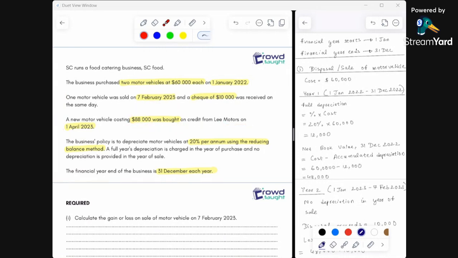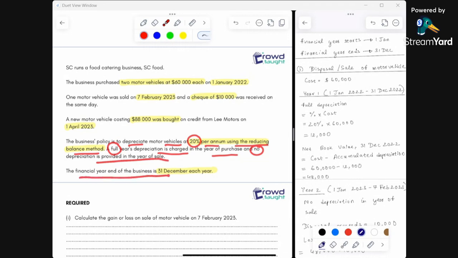The business policy is to depreciate motor vehicles at 20% per annum using the reducing balance method. A full year's depreciation is charged in the year of purchase and no depreciation is provided for in the year of sale. The financial year of the business ends on 31 December. Calculate the gain or loss on the sale of motor vehicle on 7 February 2023.